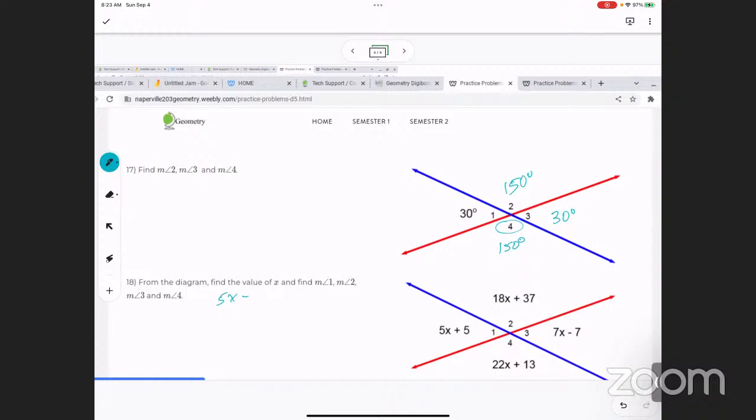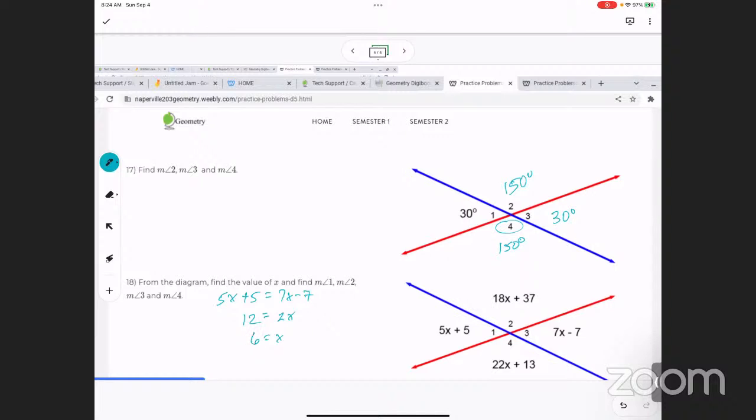Yeah. 5x plus 5 equals 7x minus 7. So let's solve that. I'm going to subtract 5x from both sides. I get 2x. I'm going to add 7 to both sides. I get 12. See how I did that? Instead of moving the x's to the left, I wanted to keep them positive. So I moved that to the right, and then I moved that to the left. So x equals 6.